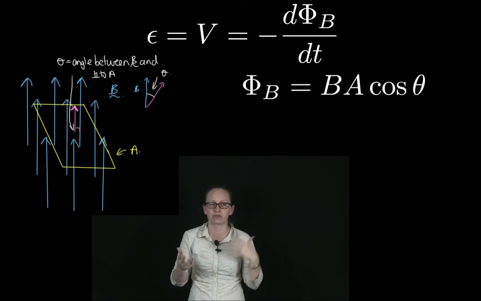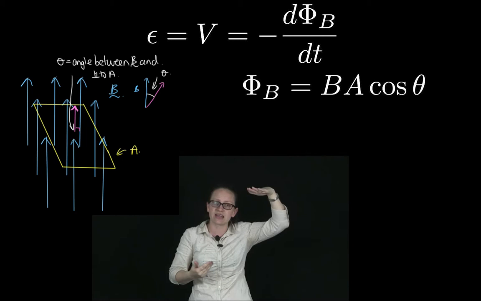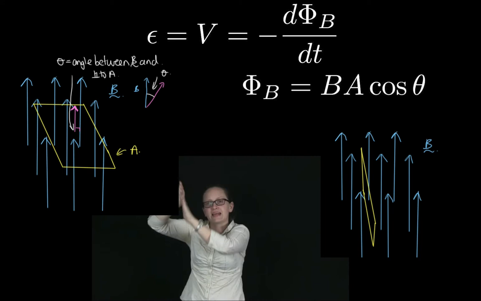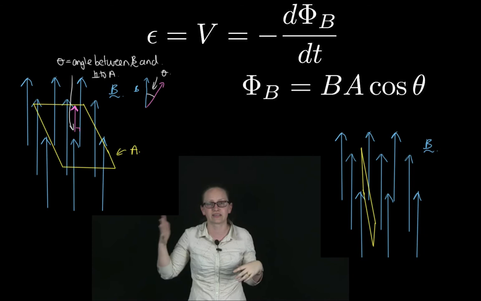So we can visualize the magnetic flux as the number of field lines cutting through a certain area. When the area is perpendicular to the magnetic field lines, we've got a maximum flux, equal to BA. If we now draw that area so that the plane is aligned with the magnetic field lines, as in this diagram, the flux is now equal to 0. There are no field lines cutting through that area, and so the flux is 0.